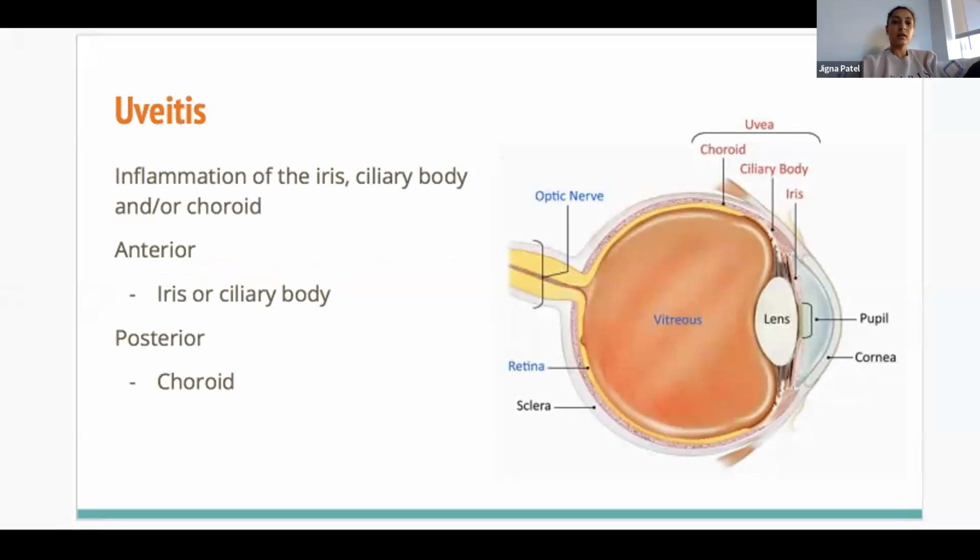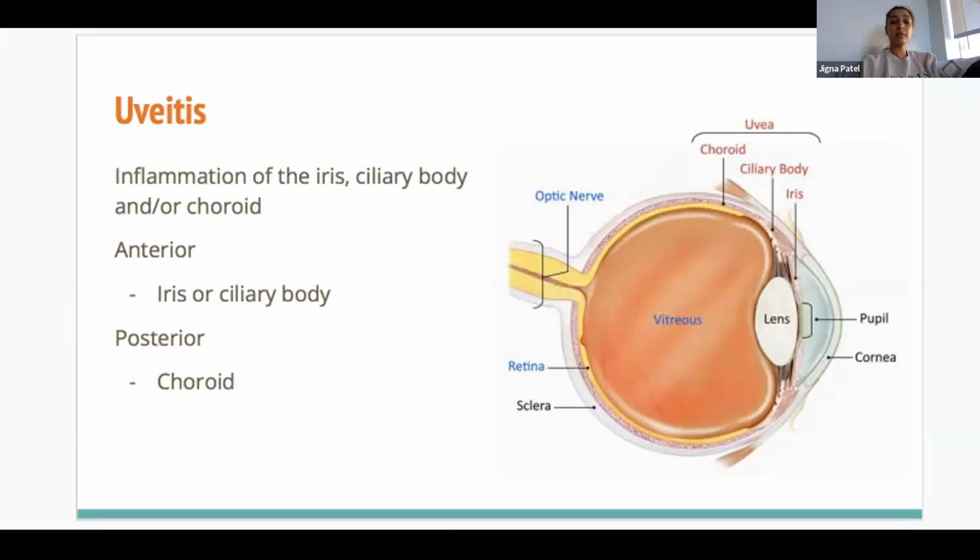So uveitis, we just talked about traumatic iritis, which is a type of uveitis. Uveitis is more of a broader diagnosis. It's caused by inflammation of the iris, the ciliary body, or the choroid. You can further divide this into anterior and posterior uveitis, and it's important to know this because the treatment depends on which it is. Anterior uveitis is inflammation of the iris or the ciliary body, which can be called iritis or cyclitis, and posterior uveitis is inflammation of the choroid.